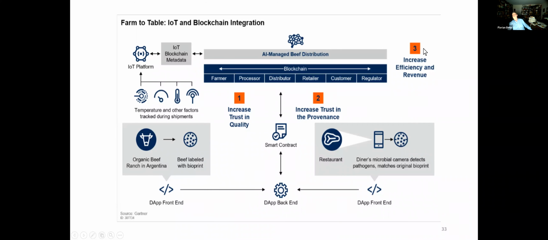So we have three different benefits here. Increase in trust and quality, presumably on the part of the restaurant and consumer. Increase in trust in provenance, presumably by these people as well, but possibly also regulators. And increase in efficiency and revenue, because these things presumably enable access to the information much faster than alternatives.